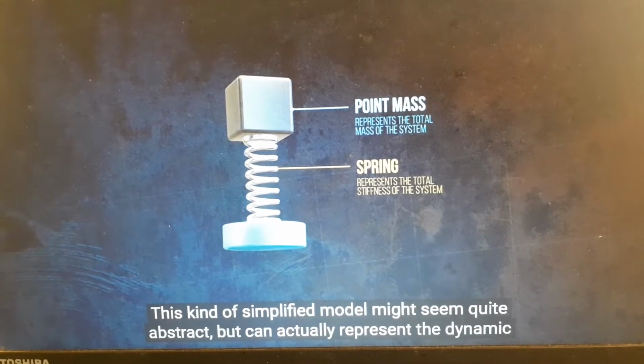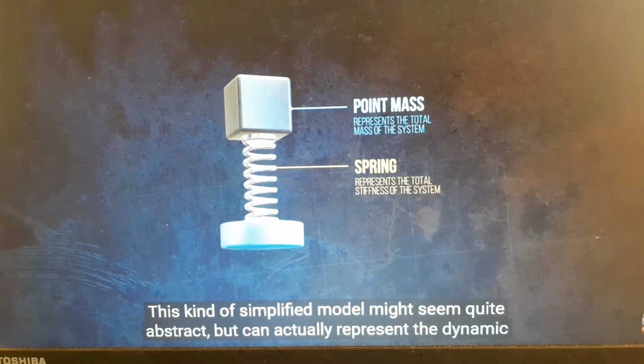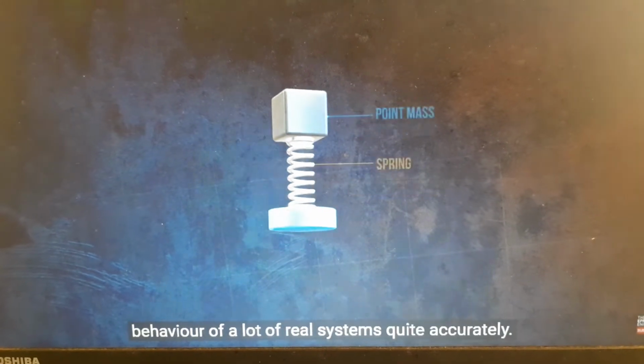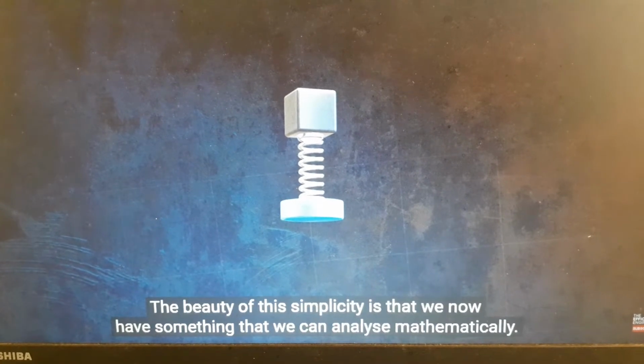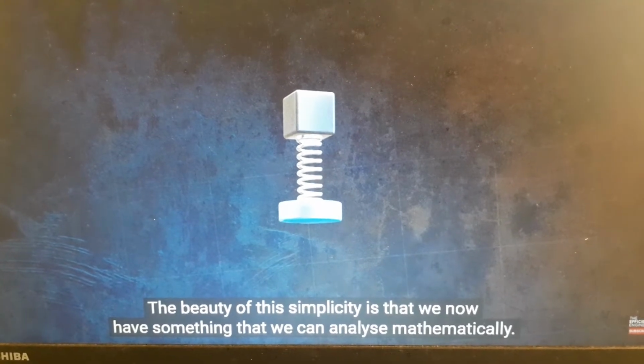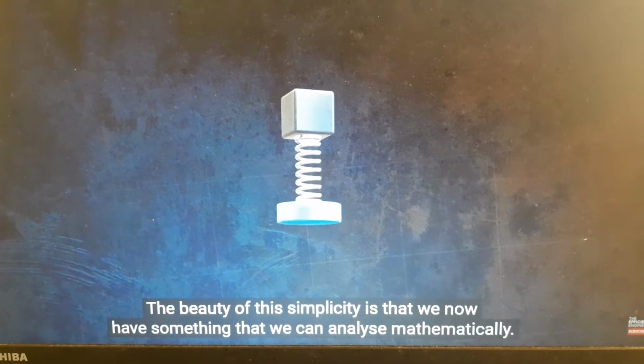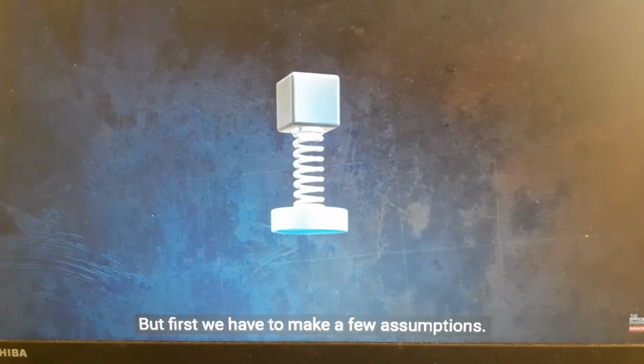This kind of simplified model might seem quite abstract, but can actually represent the dynamic behavior of a lot of real systems quite accurately. The beauty of this simplicity is that we now have something that we can analyze mathematically. But first, we have to make a few assumptions.